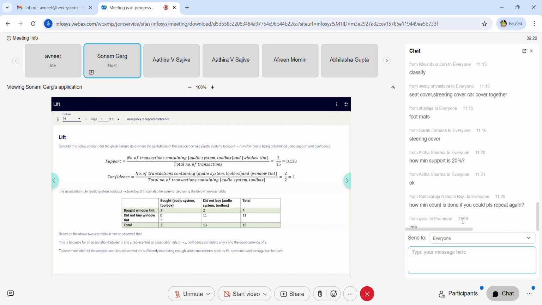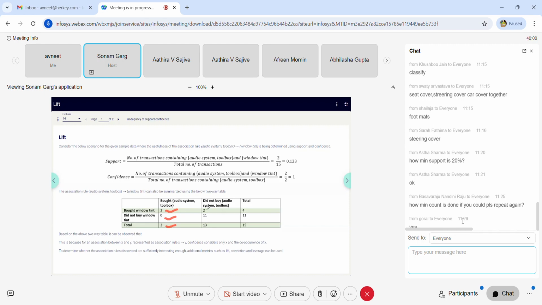Now here the same example has been summarized in the form of a two-way table, where we have already seen support was coming as 0.133 and confidence was coming as 1. If we make a two-way table for it, it is telling us there are two people who bought audio system and toolbox, and out of these people, 0 didn't buy window tint. So there were 2 people in total, and both of them purchased it. In both of those transactions, window tint was also purchased. That is why 2 here.